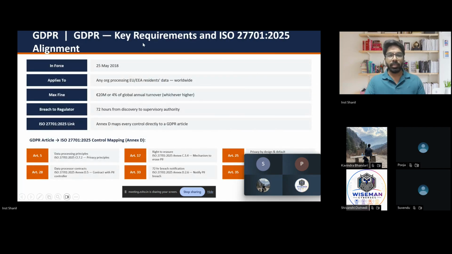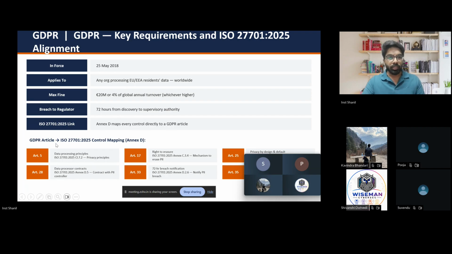GDPR key requirements. I believe we have already studied GDPR. It is in force from 25th May 2018. It applies to any organization which is processing Europe or Europe Eastern region data. Maximum fine is 20 million euros. Report to the regulator within 72 hours from discovery. So that's the timeline by which you should notify of any breaches. How is it linked to ISO 27701? It is linked through Annexure D, which maps every control to a GDPR article.